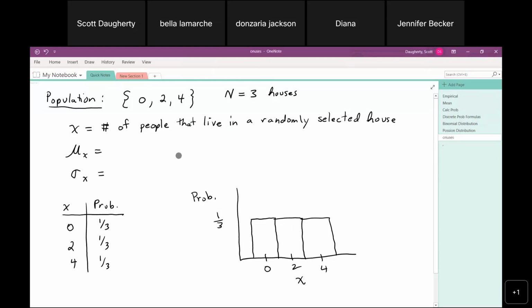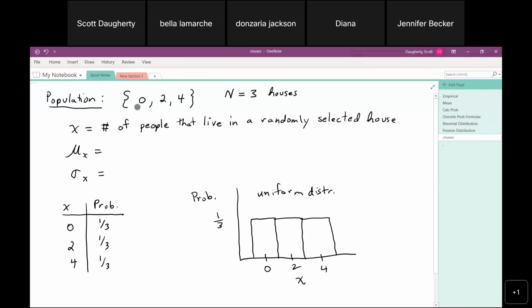Okay, so now we know what the distribution looks like. If you randomly pick one of these houses, there's a 1 in 3 chance you would get any one of those numbers. So it's a uniform distribution. Okay, so then the next thing we'd like to know is what happens on average.